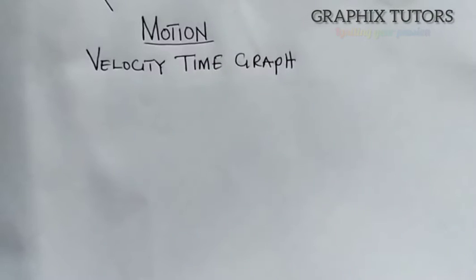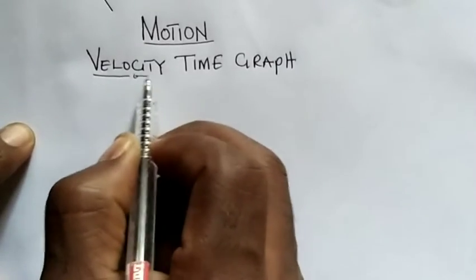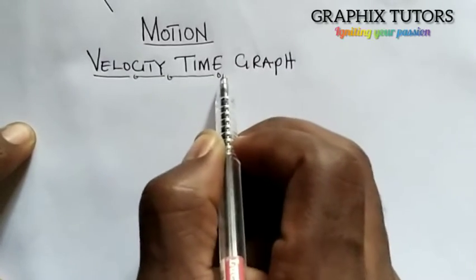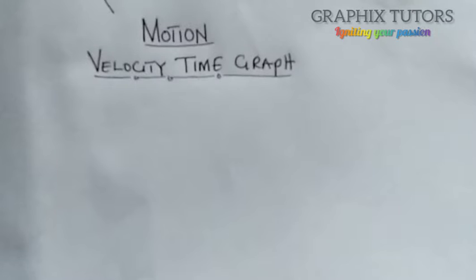We have the velocity time graph, we have the displacement time graph, we have the acceleration time graph. All these are graphical methods of representing motion. Now, when you talk about velocity time graph, it is a graphical way in which we look for the distance displacement of an object, right? We look for the velocity of an object, and we also look for the acceleration of an object.